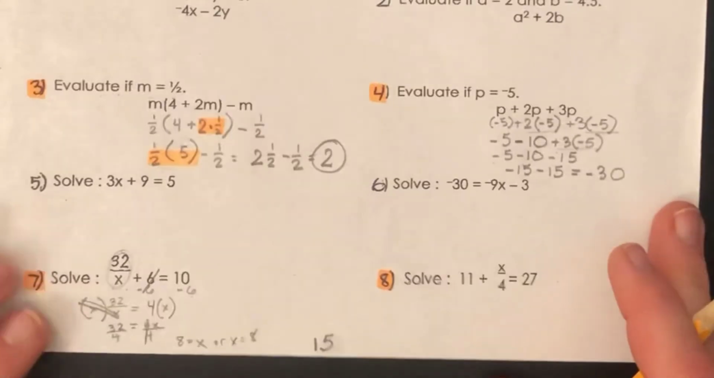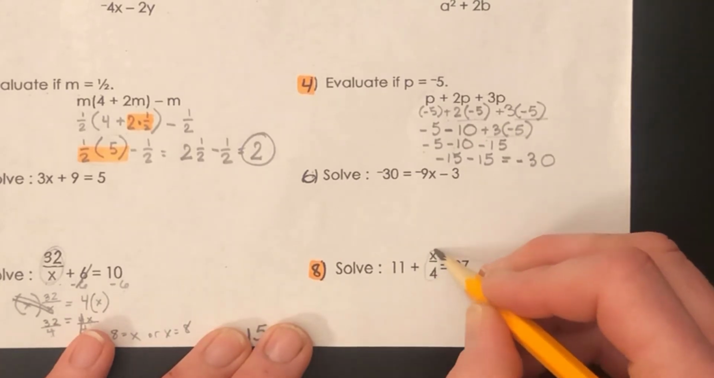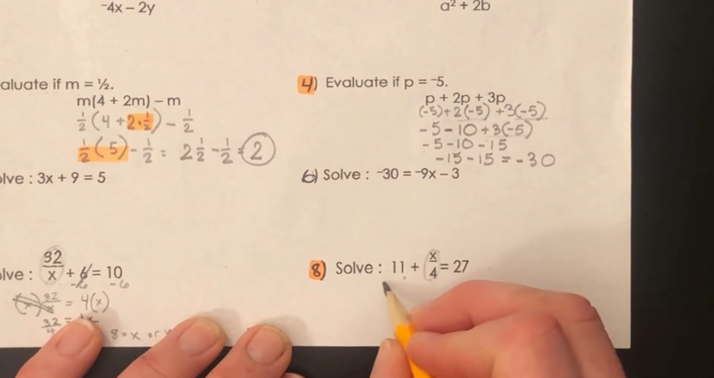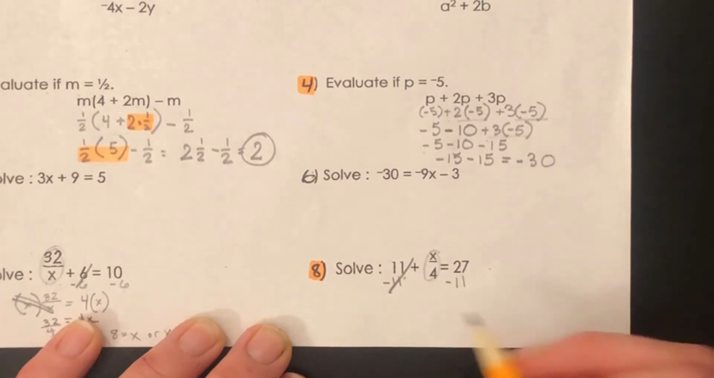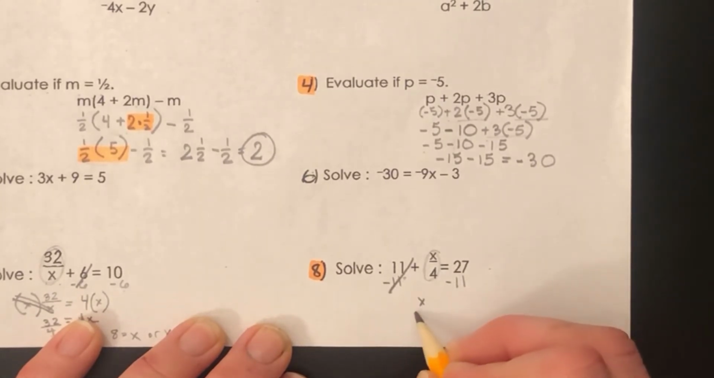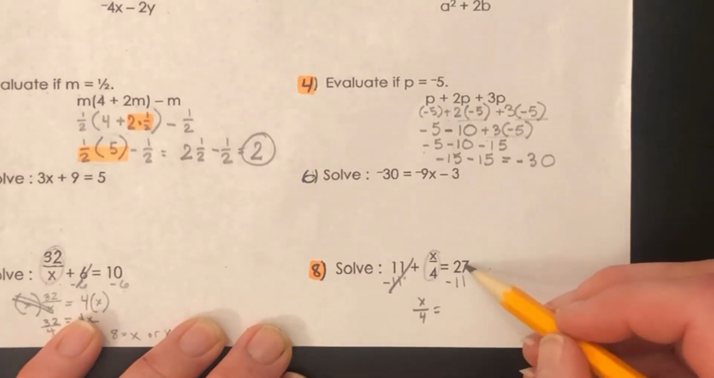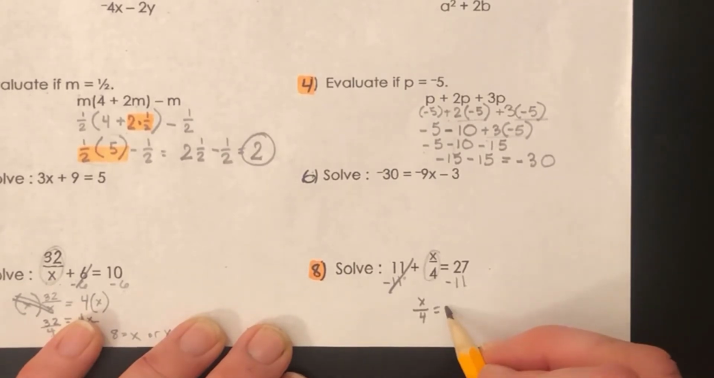The last one we'll do is number 8. We've got a division bar again. This is our variable term, and we want to get that by itself first. So we'll focus on getting rid of the 11. Since it's positive, we will subtract both sides by 11. This cancels out. We're left with x divided by 4 equals 27 minus 11 is 16.